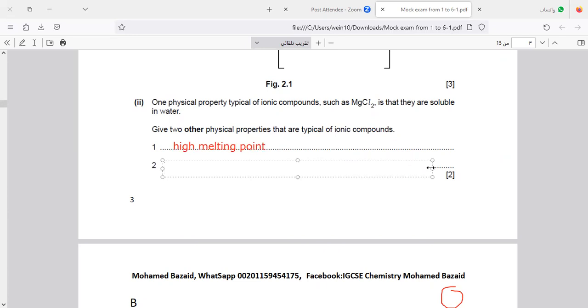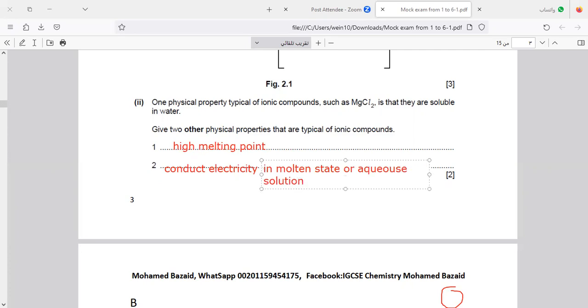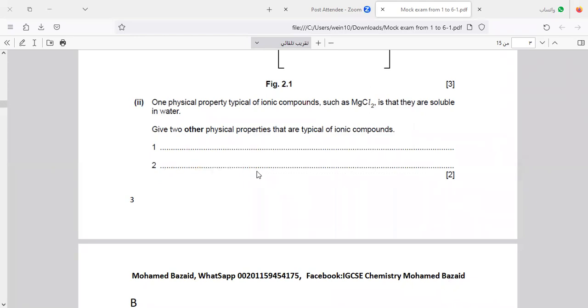Someone said conduct electricity. This is not a complete answer. You must say conduct electricity. This answer is not correct alone. You must complete your answer. Conduct electricity in molten state or aqueous solution. You must say that. Without mentioning molten state or aqueous solution, it will not be correct. Clear? This is the answer of number 2.